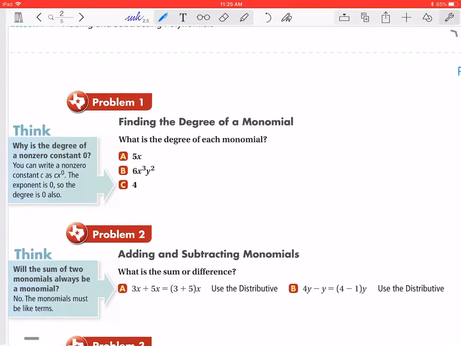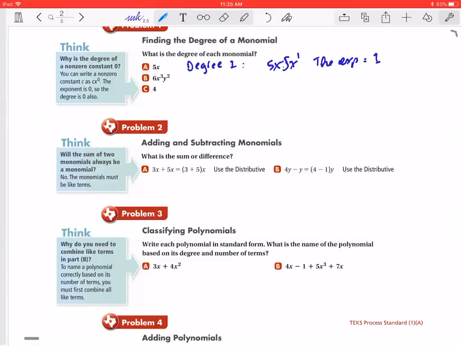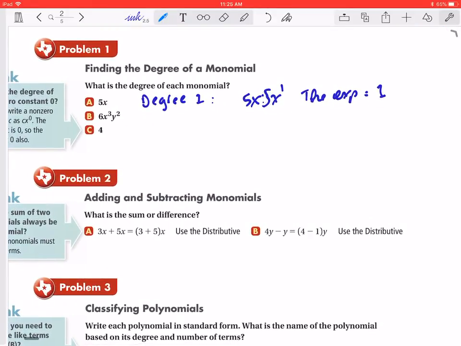So here we're going to talk about finding the degree of a monomial. Well, we look at the degree of each monomial. So the first one, the degree is 1. We can say 5x is 5x to the power 1. So the exponent is 1.